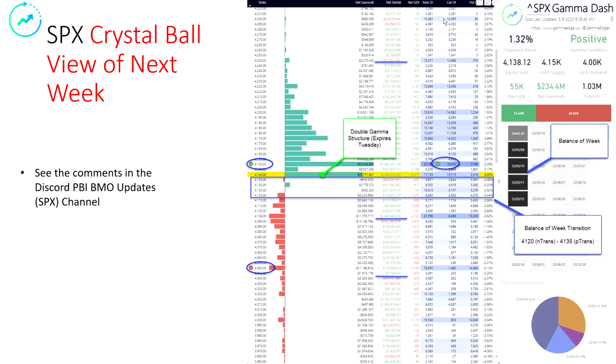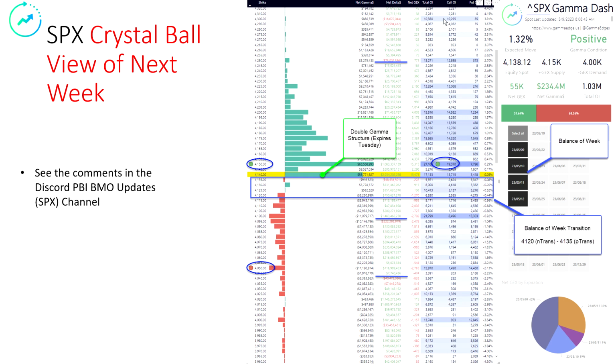Taking a look at the crystal ball for the balance of this week, what we're looking at effectively here is we've got that double gamma structure that we know expires today. A couple parking spots where, if we do break, we would probably pause. This is just the expires for the week, and this will remain in place until it goes away, right? So it has to be navigated until it vaporizes on its respective day.